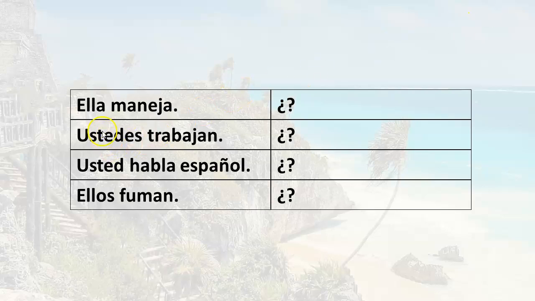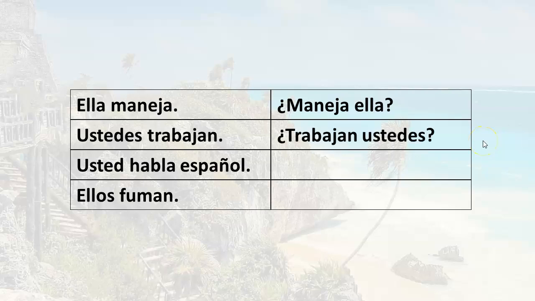So, we have the statement, she drives. Ella maneja, she drives. How do you say, does she drive? Reverse the word order, so the verb would come first, then the subject pronoun. Maneja ella. Ustedes trabajan, you work. Do you work? Trabajan ustedes.